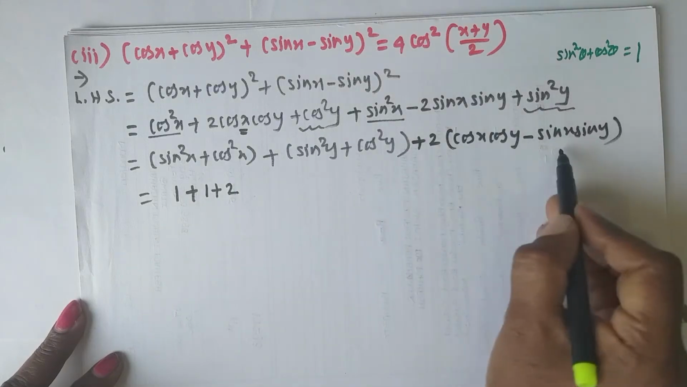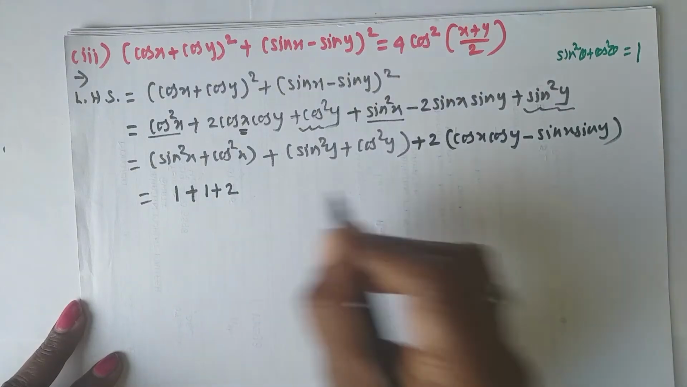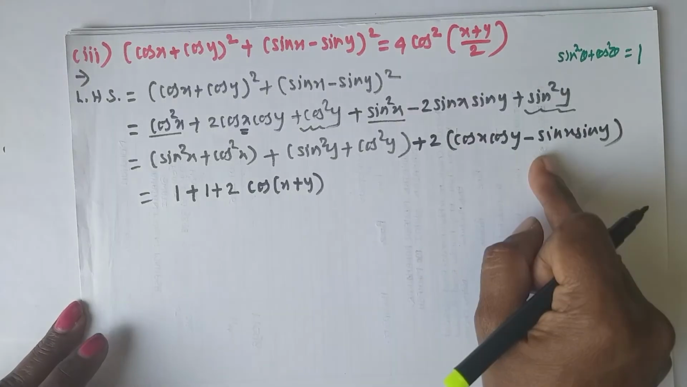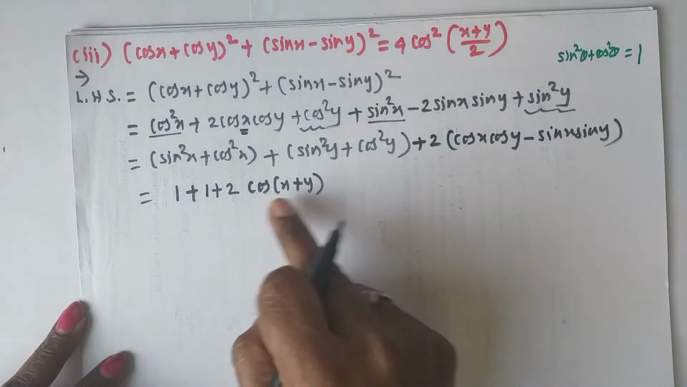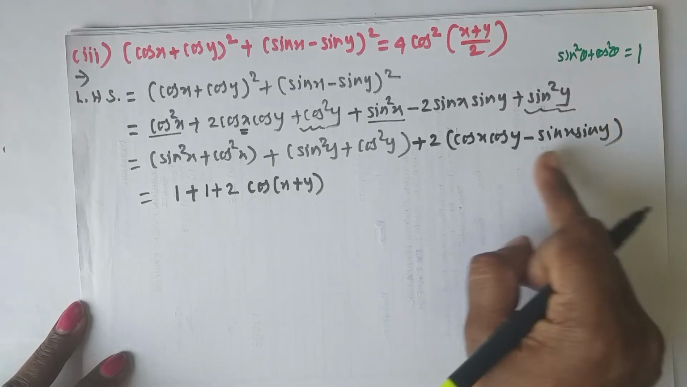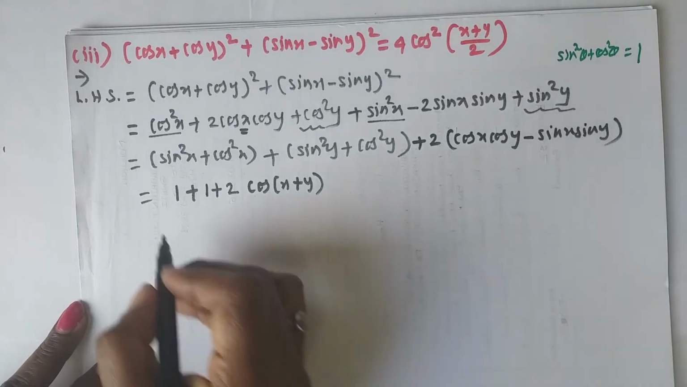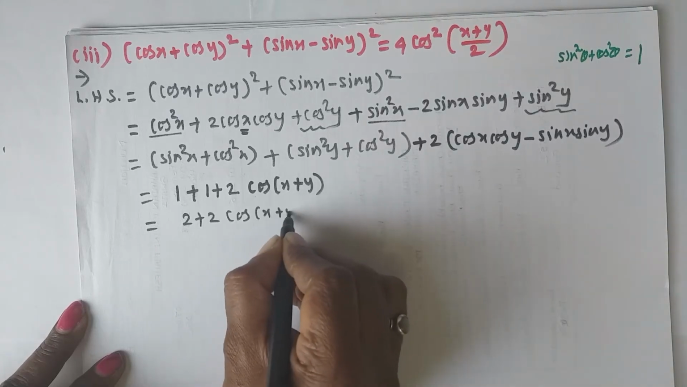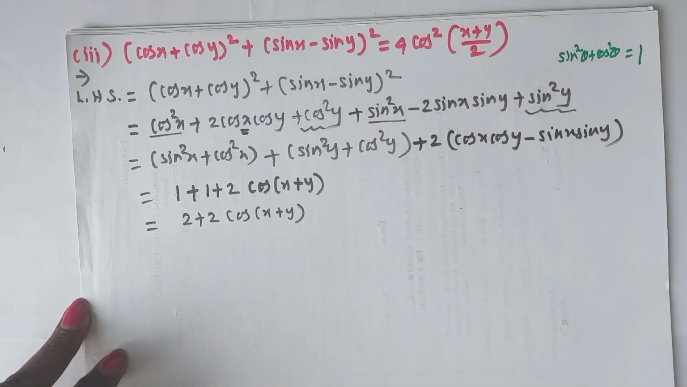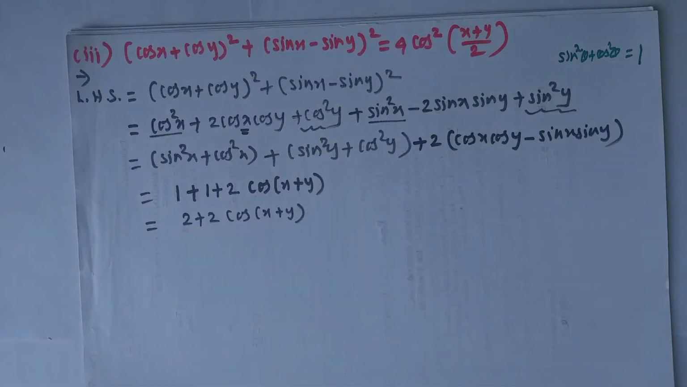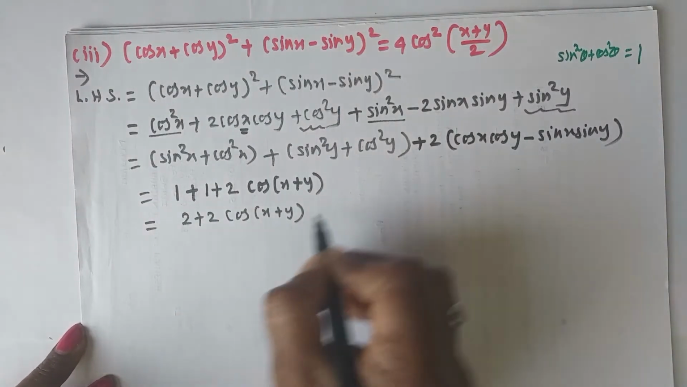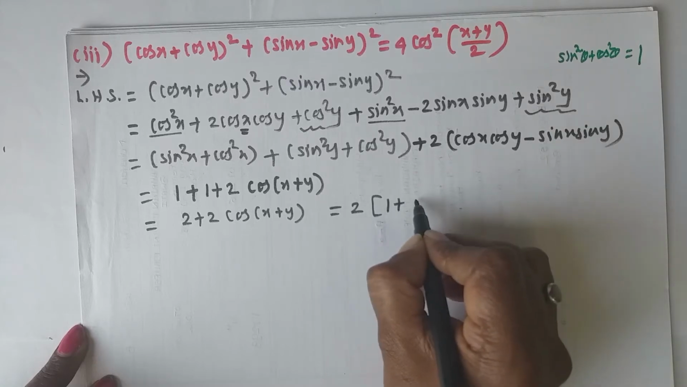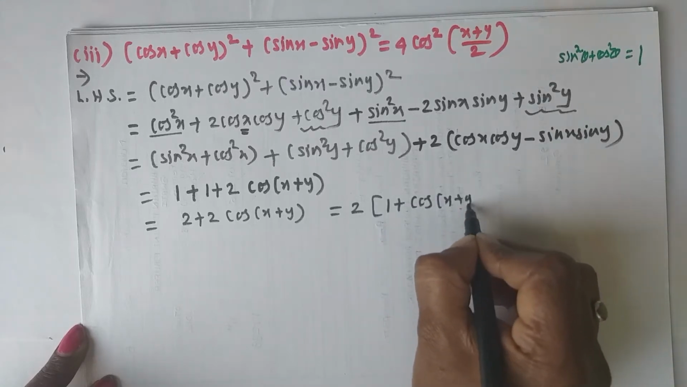What is this? This is the formula of cos x plus y. This is the formula for compound angle. The value of cos x plus y is cos x cos y minus sin x sin y. Okay. Now this will be 2 plus 2 cos x plus y. Okay. After simplification, I am getting this. Now take 2 common here. If I take 2 common, then in the bracket there remains 1 plus cos x plus y.